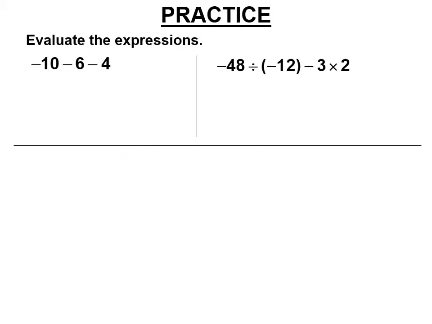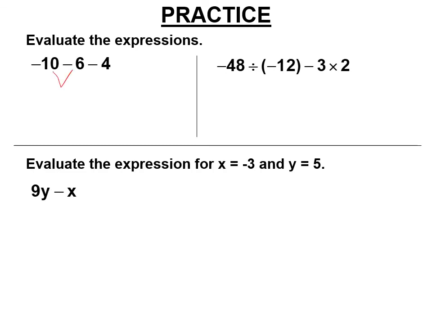Let's practice. Tie, so we have to do -10 minus 6, which is the same as -10 plus -6, which is -16. Then we have this minus 4, which is the same as -16 plus -4, which is -20. We have a tie here. We're going to do the one on the left. Oh, now let's be careful of this.